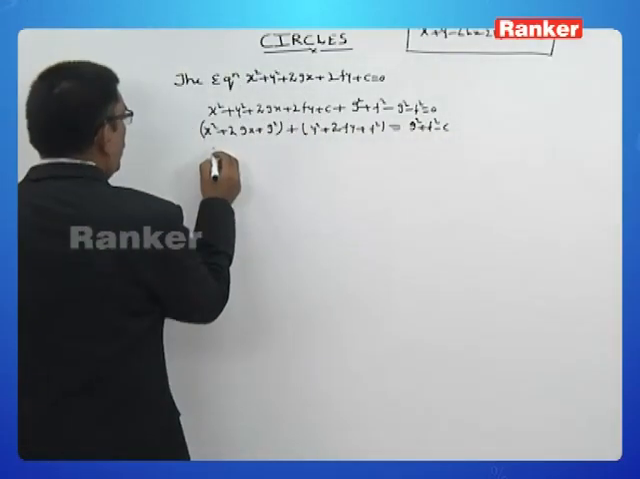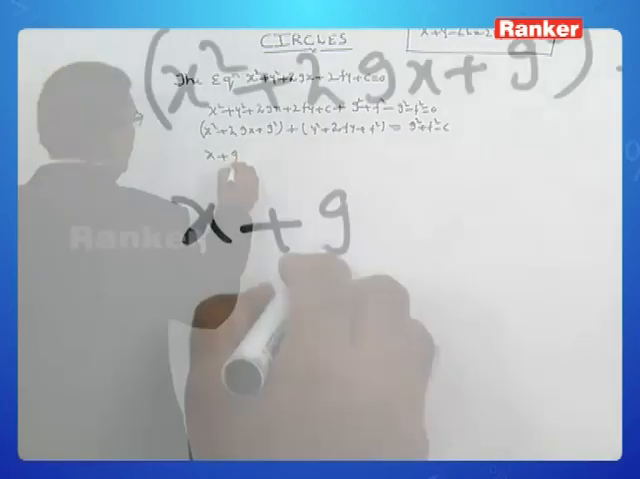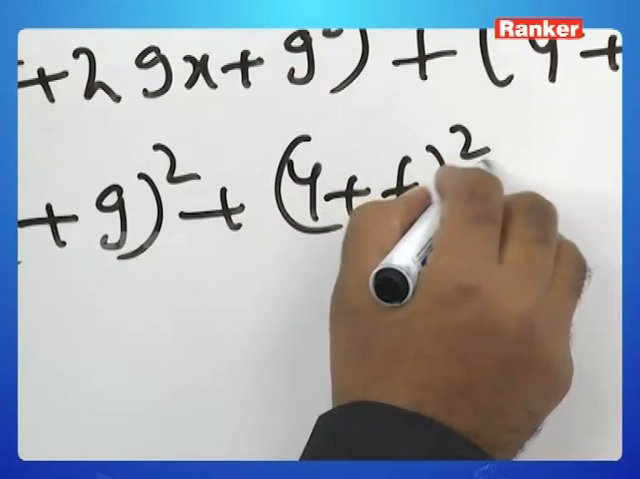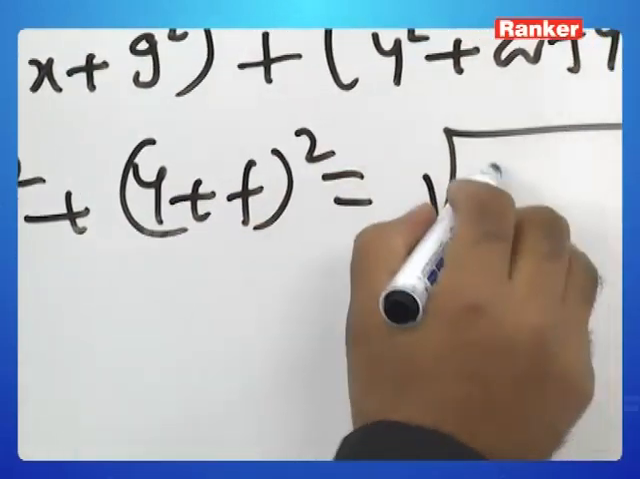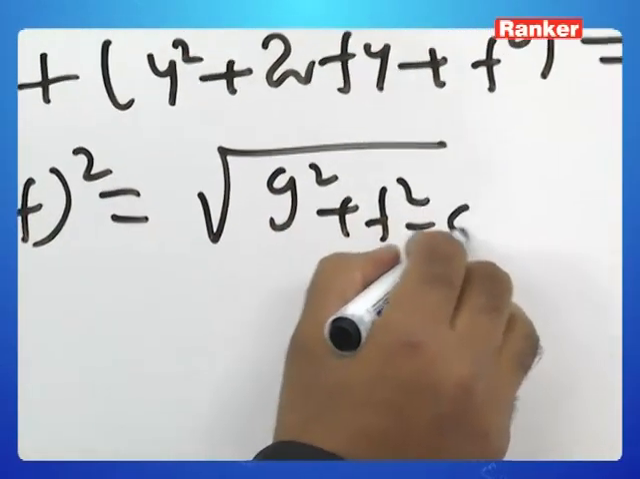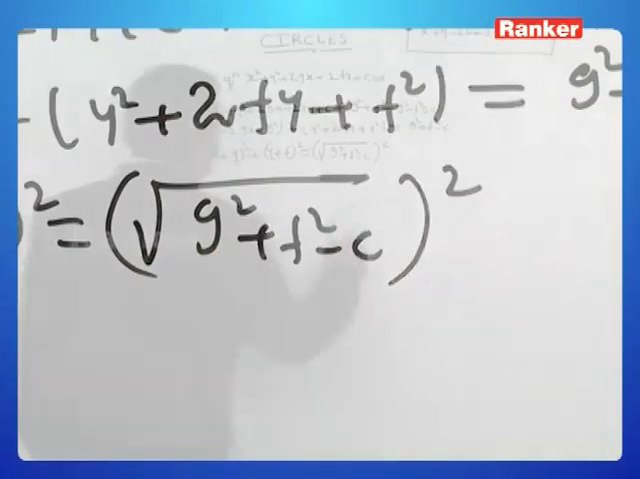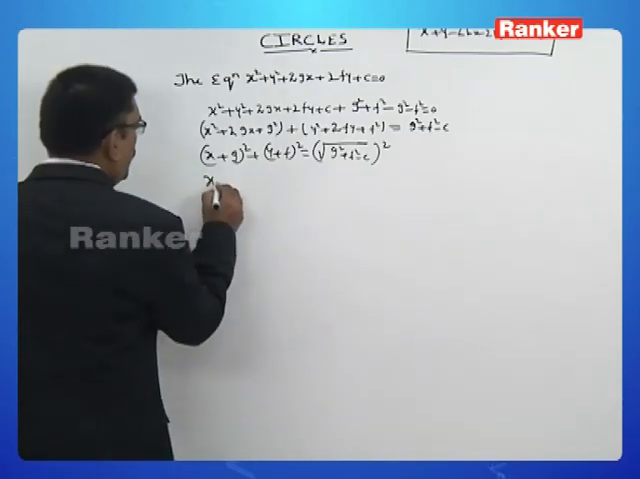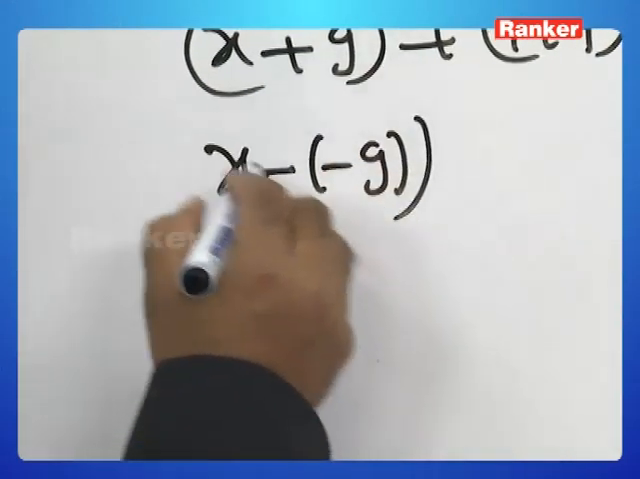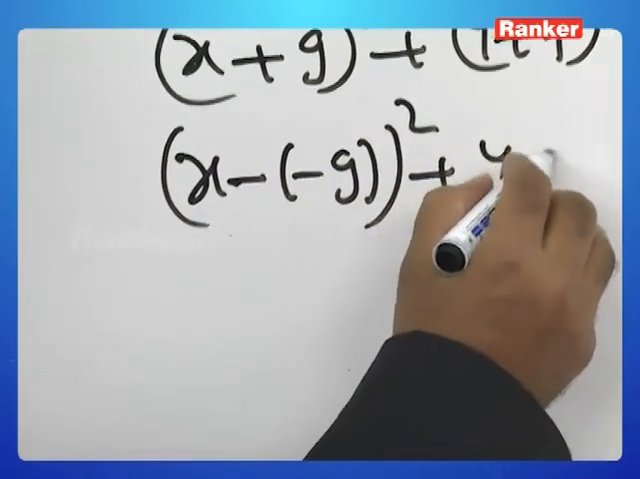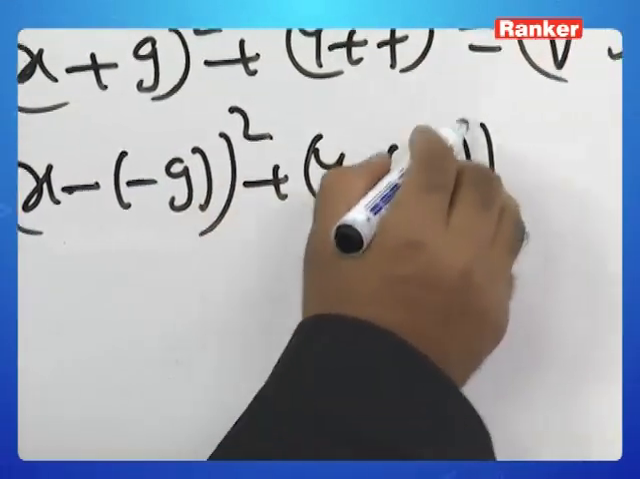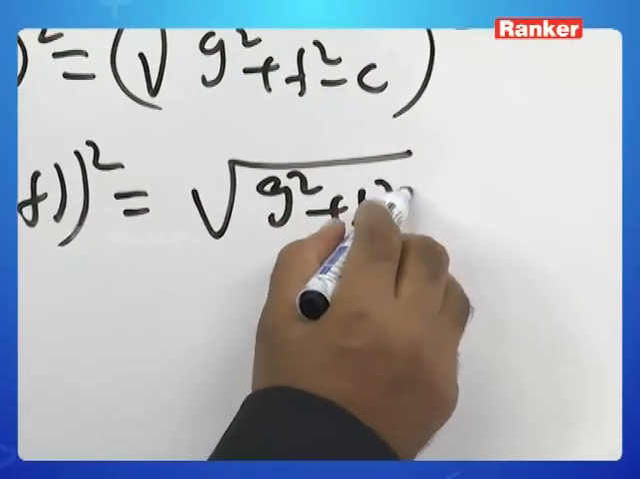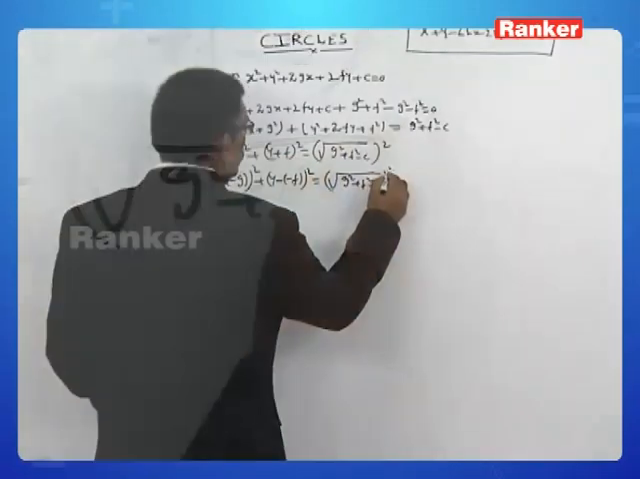So therefore I can write this as a perfect square: x plus g whole square plus y plus f whole square is equal to the square root of g square plus f square minus c whole square. I can arrange this in the form of x minus of minus g whole square plus y minus of minus f whole square is nothing but g square plus f square minus c whole square.